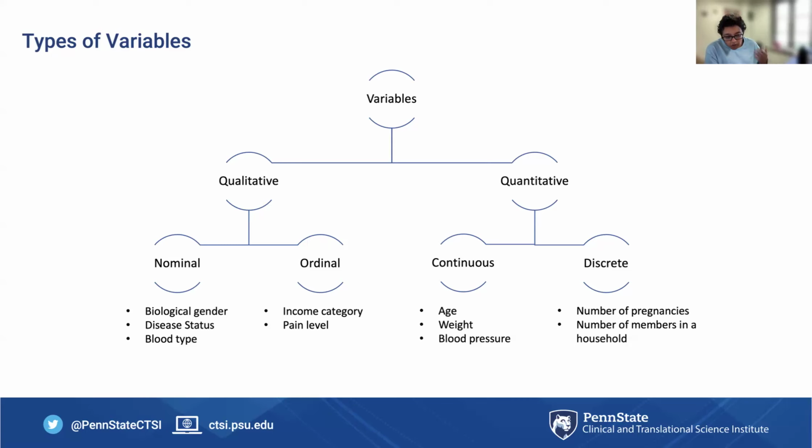Then variables also can be quantitative, right? It can be continuous like BMI, weight, or the blood pressure level, the value itself, or it can be discrete like the number of pregnancies or the number of members in a household. So based on these different variable types, whether it's numerical or categorical, the numerical and graphical summaries that you can use will be different.